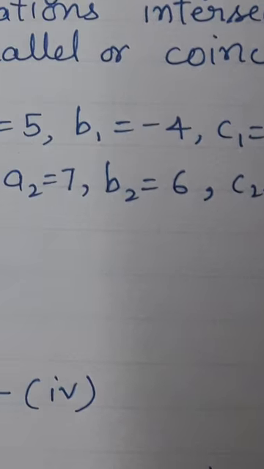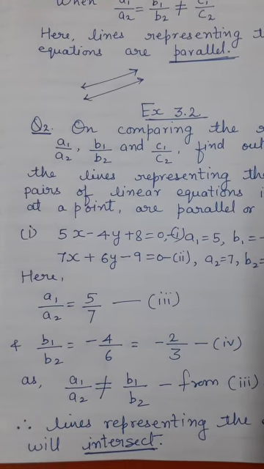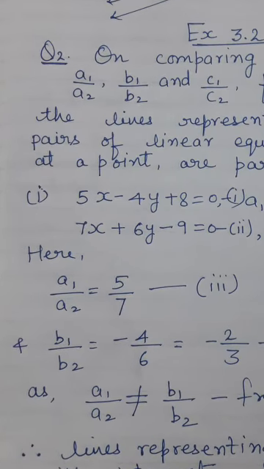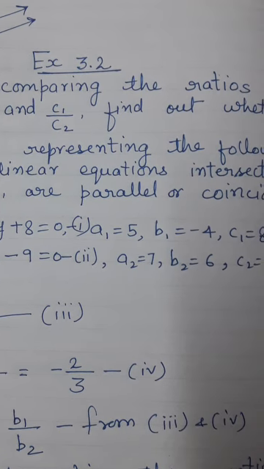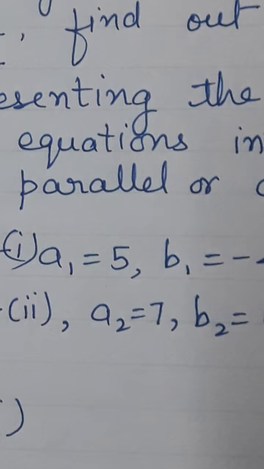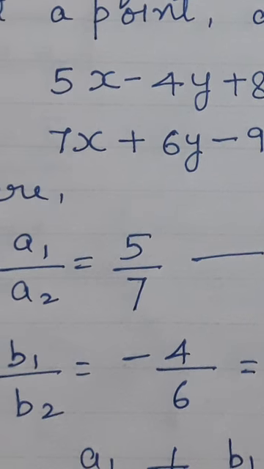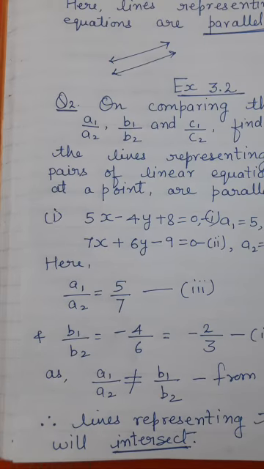Now after this, we have to find the ratio of the coefficients of x. It means a1 by a2 is equal to 5 by 7. See here, a1 is 5 and a2 is 7. It is already in simplest form, as cancellation is not possible. Say this one is equation third.